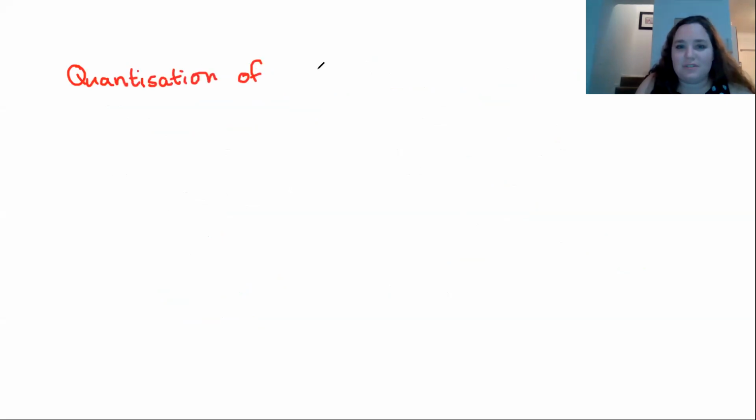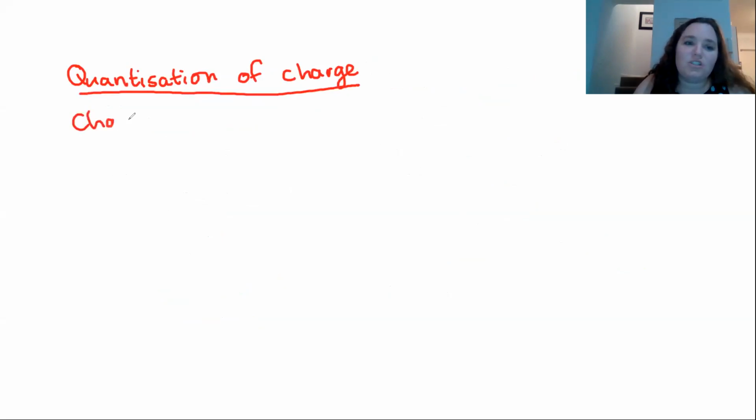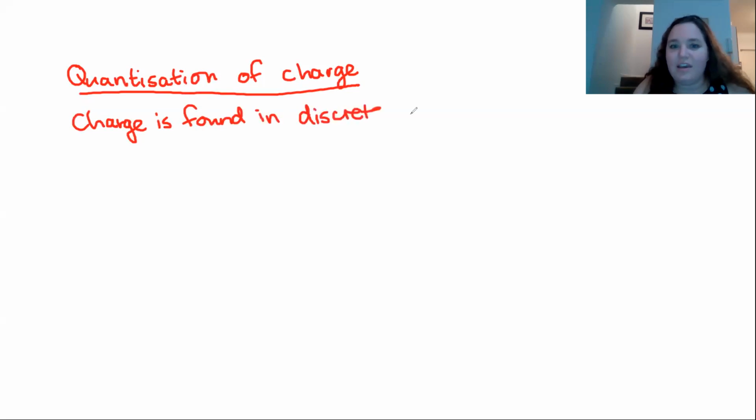So far we've looked at those two ideas. The next thing that we need to look at is the idea of quantization. Let's try spelling. Quantization of charge. So the quantization of charge tells us that charge is found in discrete, don't panic if your teacher didn't tell it to you this way, is found in discrete packages. Basically, all charges that we ever find will be a multiple of the charge that we find on one electron.